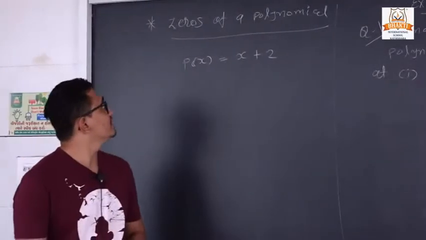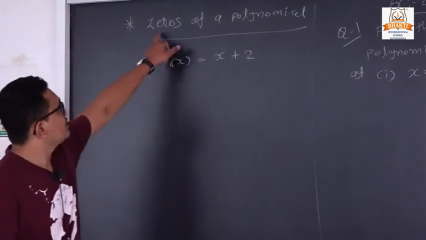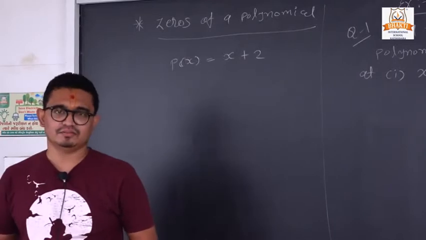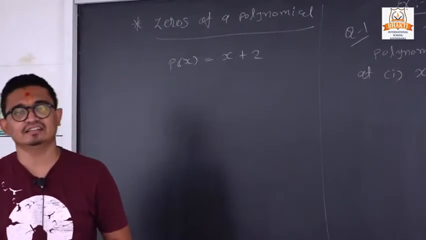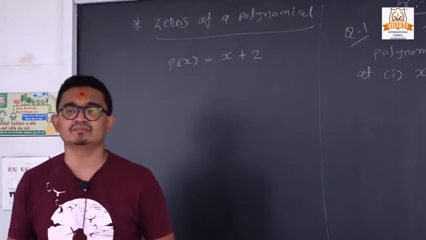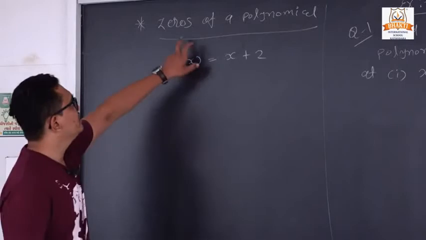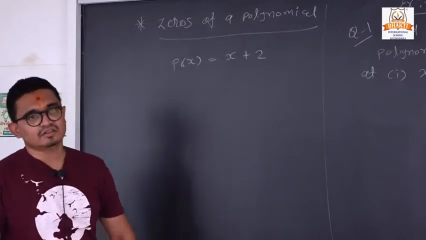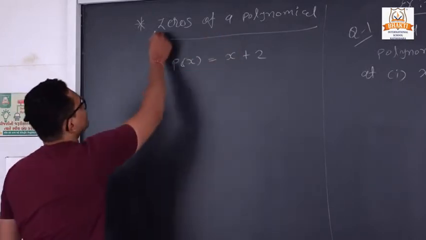Okay students, so today we are going to learn zeros of polynomials. In the last lecture we discussed the different kinds of polynomials like linear, quadratic, then cubic, according to their degree. So in the next exercise we have one more important topic, which is related to the zeros of a polynomial. So first of all, what is the meaning of zero?